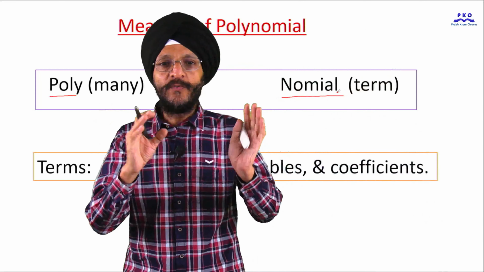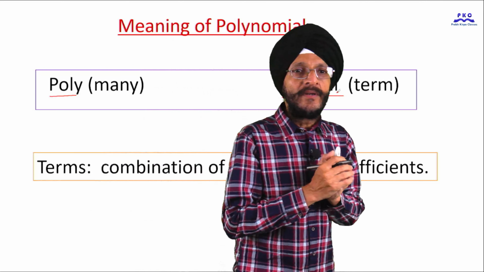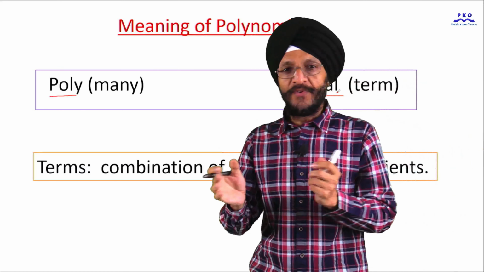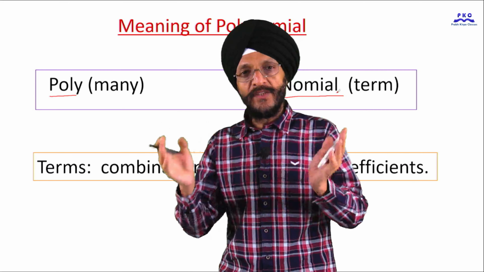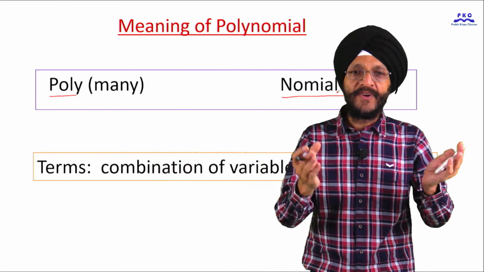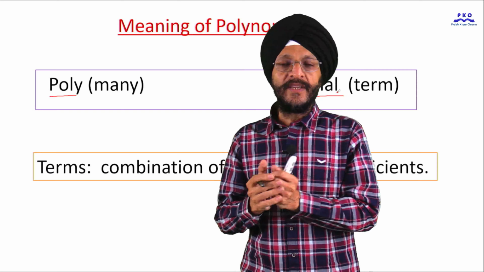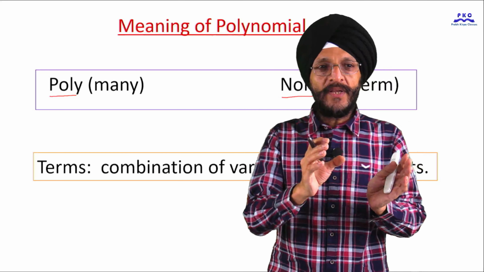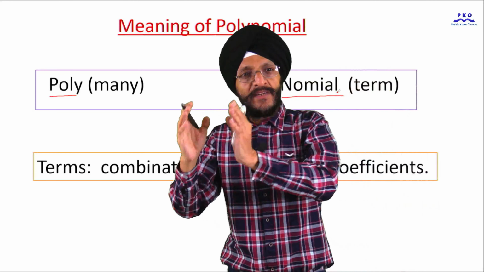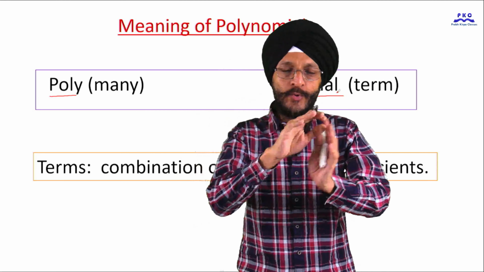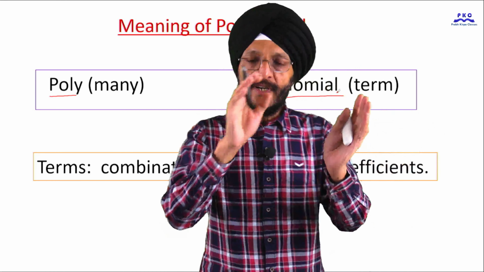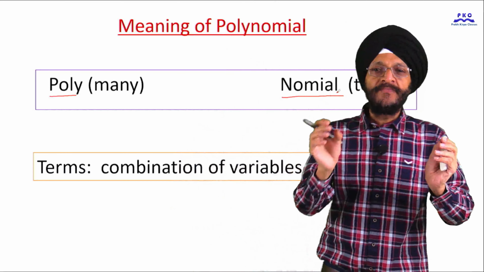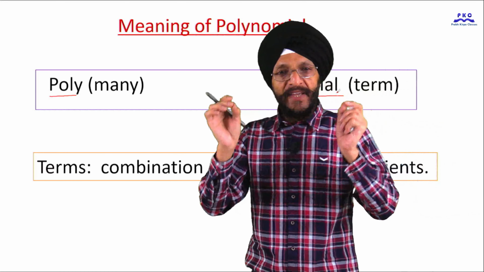In the context of polynomial, term means a combination of variables and coefficients. Now again the question arises, what is the meaning of variable and coefficients? Initially we were finding out the meaning of polynomial and then term, then variable, then coefficient. It seems to be somewhat complicated to understand the meaning of polynomial, but it is not so. You will find the meaning of polynomial very easy.